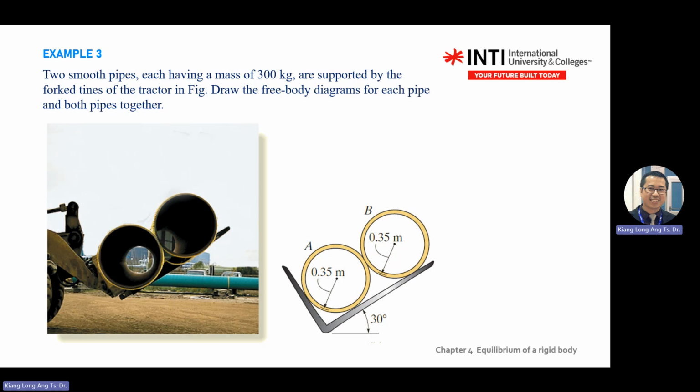You need to split the diagram into 2. You need to draw 3 diagrams for example 3. One is combined, then you split into 2.